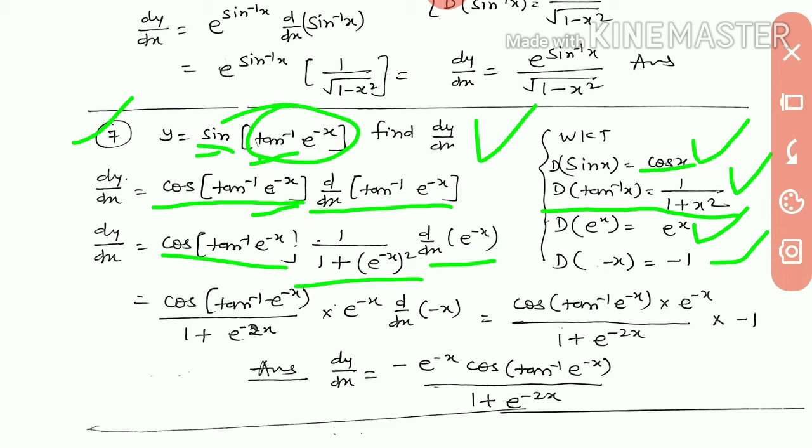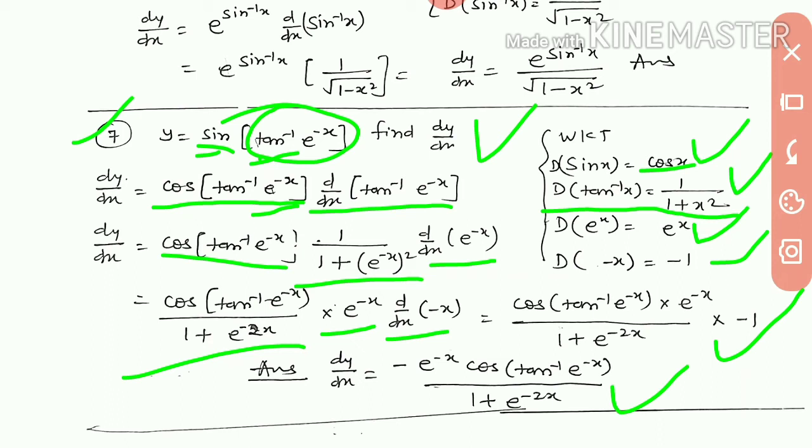Now here you will arrange, and you will get this first portion. Now the differential of e power minus x is e power minus x, but for minus x you again have to do the differential, that is minus 1. So you will get this format, and finally you will get the answer: dy by dx is minus e power minus x cos tan inverse e power minus x upon 1 plus e power minus 2x.